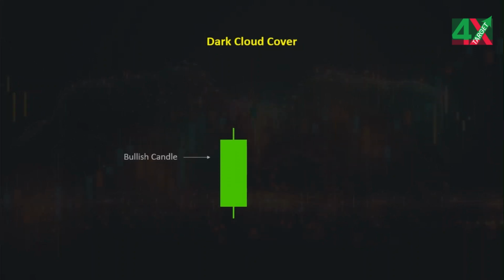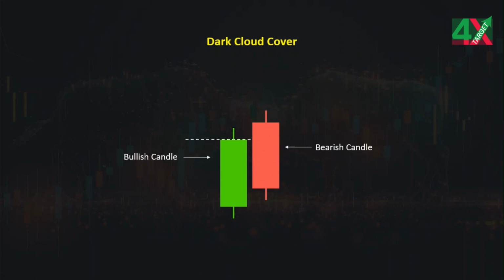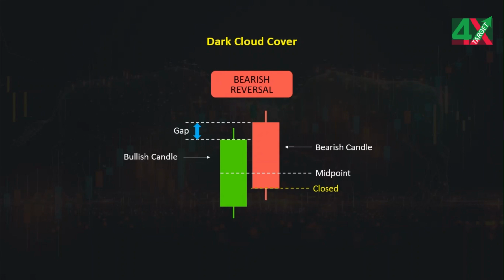Next we have the dark cloud cover. This pattern forms when a bullish candle is followed by a bearish candle, but with two critical characteristics that validate the setup. First, there must be a gap up between the closing price of the bullish candle and the opening price of the bearish candle, indicating initial bullish enthusiasm. Second, the bearish candle must close below the midpoint of the previous bullish candle. This signals a potential bearish reversal, especially when it appears near a resistance level or after a strong uptrend.